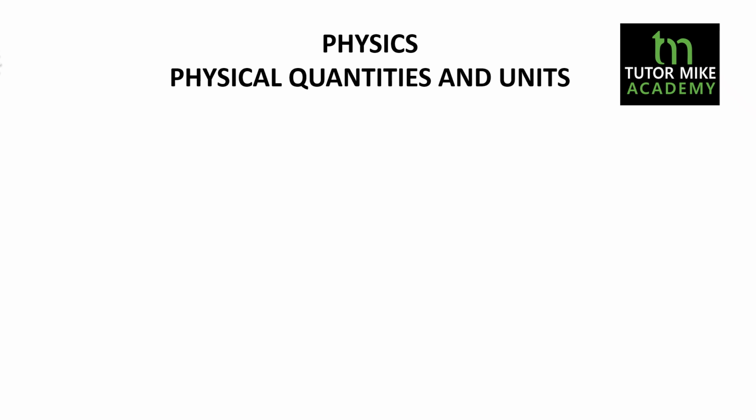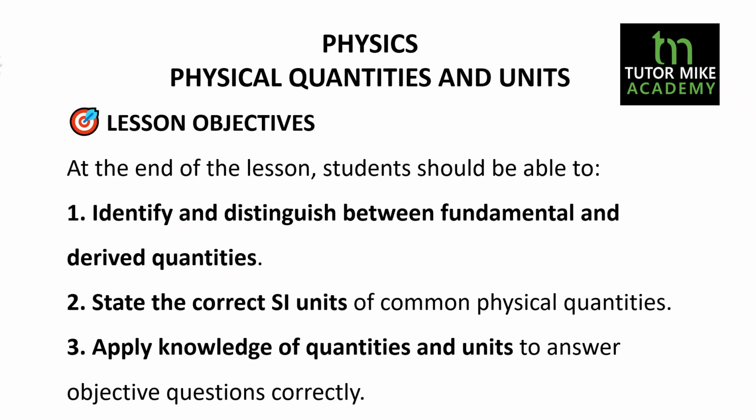Good evening. As I've said earlier, the objective for this class is that at the end of the lesson, students should be able to: one, identify and distinguish between fundamental and derived quantity; two, state the correct SI units of common physical quantities; and three, apply knowledge of quantity and unit to answer objective questions. So I would like you to join me.